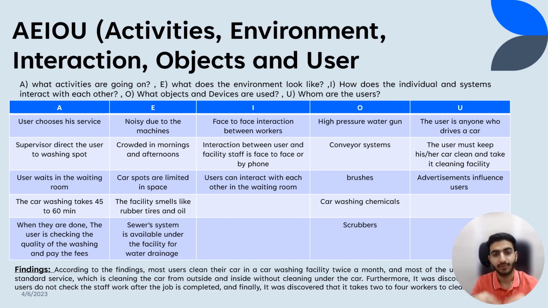In this tool, we found out that most customers wash their cars roughly 2 times a month in professional car washing facilities. In addition, the car washing is usually done to the exterior and the interior, but not for the beneath of the car or the mechanical parts of it. And in addition to that, the customers usually do not check on the work of the services provided to them.